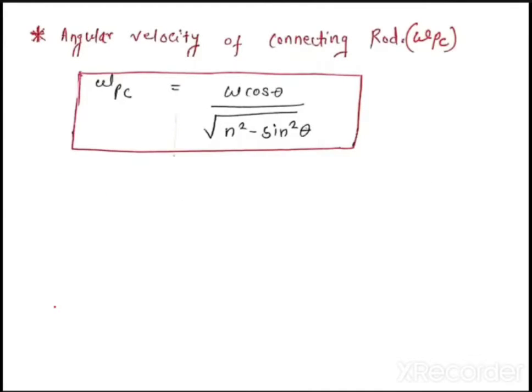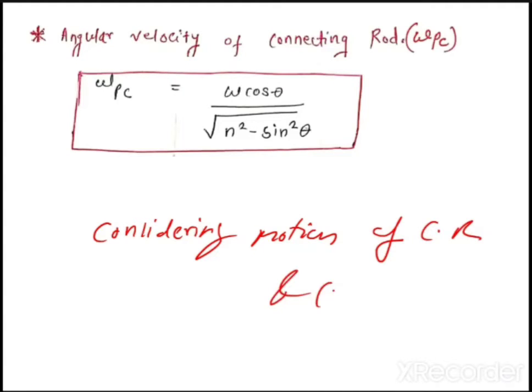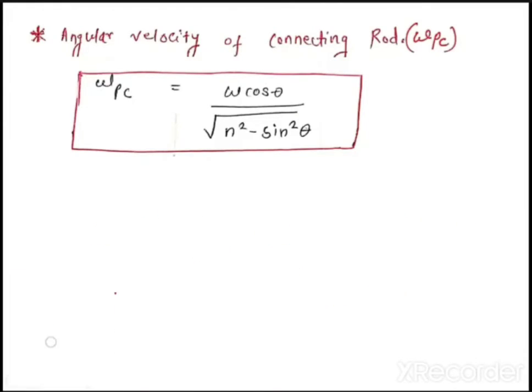Now angular velocity. Angular velocity of what? Of the connecting rod. In the connecting rod there will be angular velocity, because the piston is connected to the connecting rod, so the connecting rod will also reciprocate. Considering the motion of the connecting rod and the crank, you can find omega PC, the angular velocity of the connecting rod. How can you find it? By omega cos theta upon square root of n square minus sin square theta.